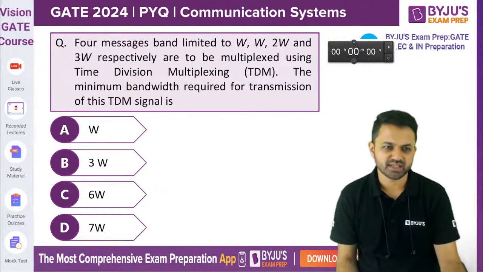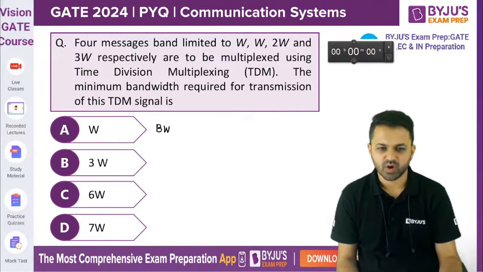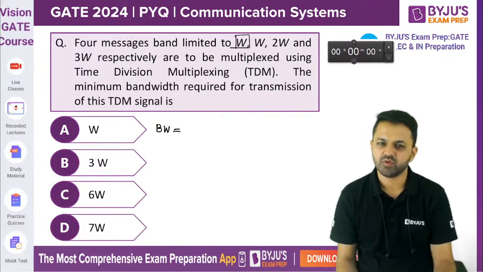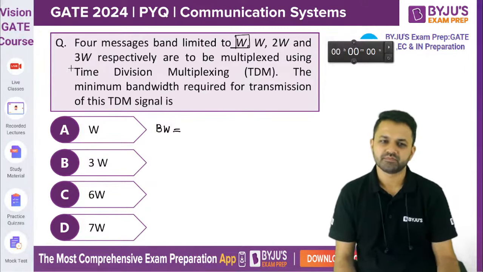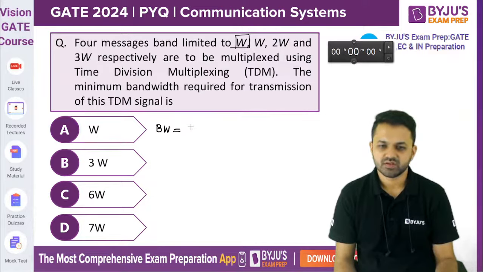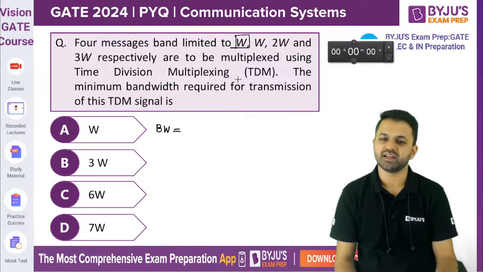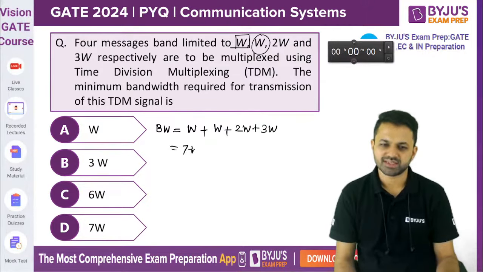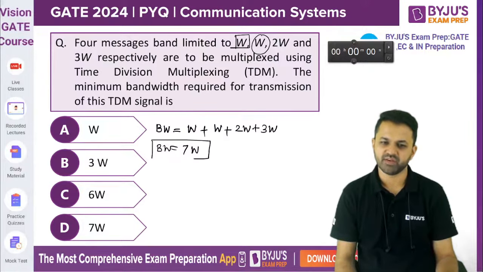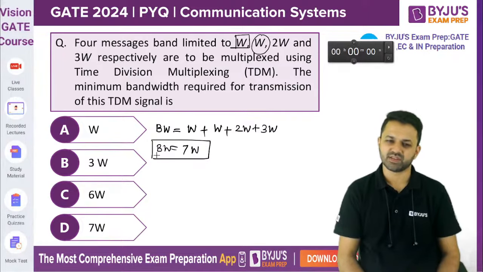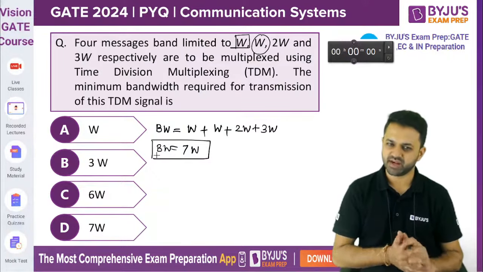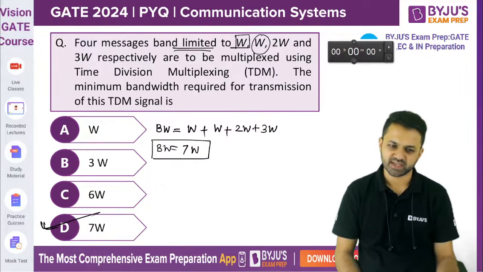So the bandwidth requirement we can calculate from the sampling frequency of all the signals divided by 2. So it is W plus the bandwidth of W, 2W and 3W. So overall 7W is the required bandwidth. Minimum bandwidth required would be 7W. If you are multiplexing with time division multiplex signal, then your minimum bandwidth would be the addition of all the bandwidths required for all the four messages. So the right answer would be option D.